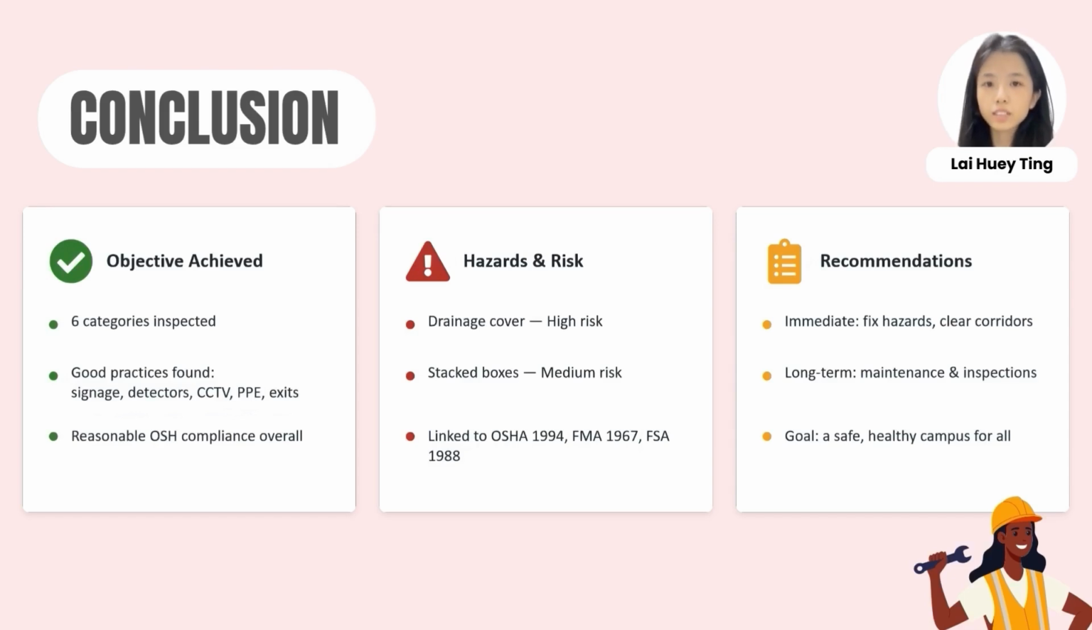However, some hazards were identified, including stacked boxes and an open drainage cover, assessed as medium and high risk under HIRARC. This links to the OSHA Act 1994, the Factories and Machinery Act 1967, and the Fire Services Act 1988. We recommend immediate fixes like repairing the drainage cover and long-term measures such as regular maintenance and safety awareness programs to keep the campus safe. That is all from our group.